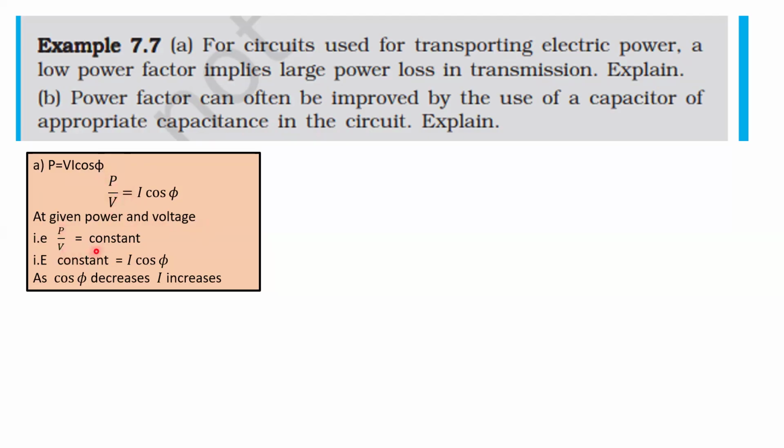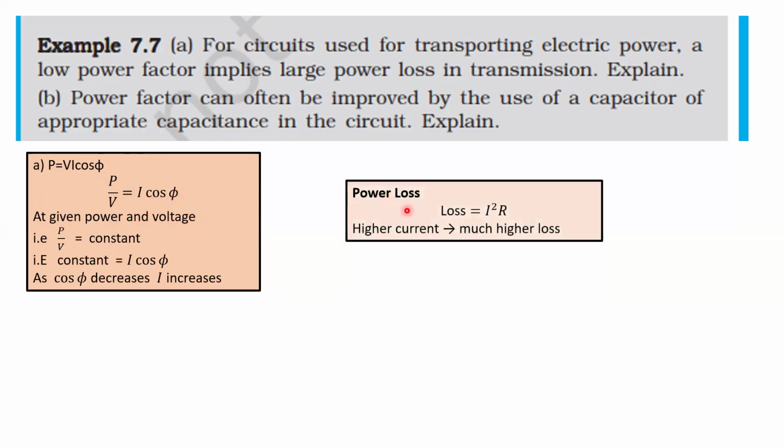So P by V remains constant, and I cos phi is constant. That is, as cos phi decreases, current increases. But if current increases, what happens? Loss is I square R. As current increases, loss increases. Therefore, a low power factor implies large power loss in transmission.